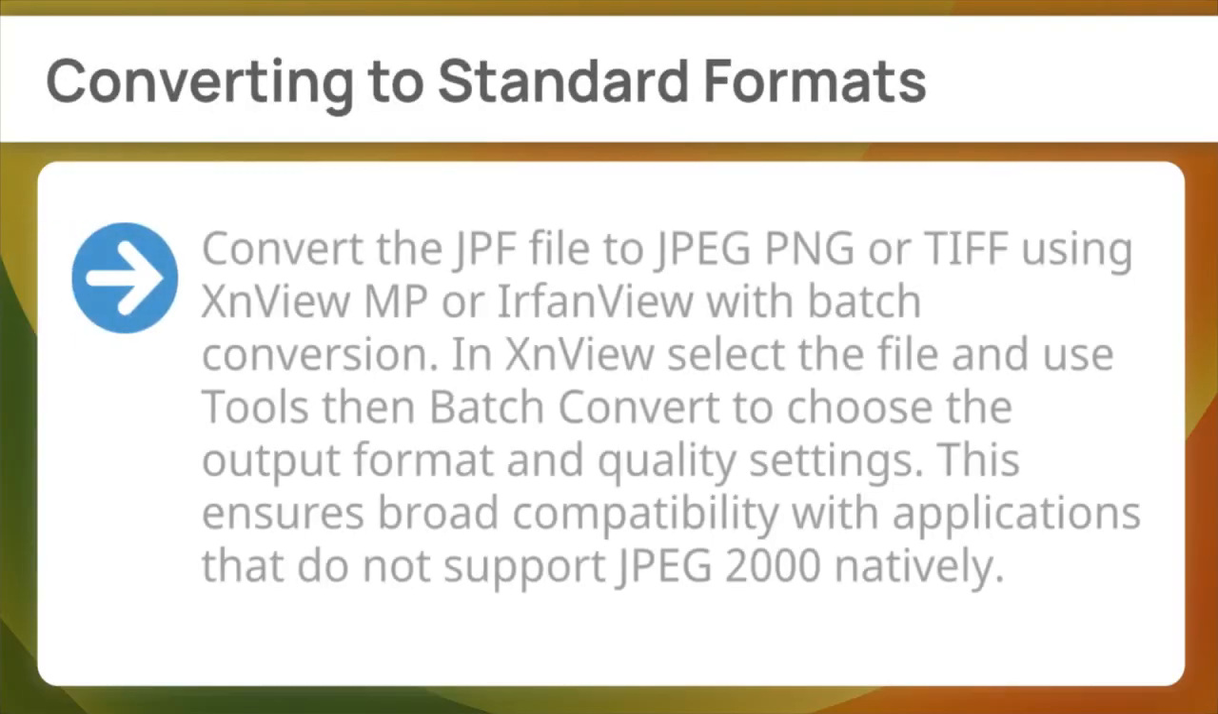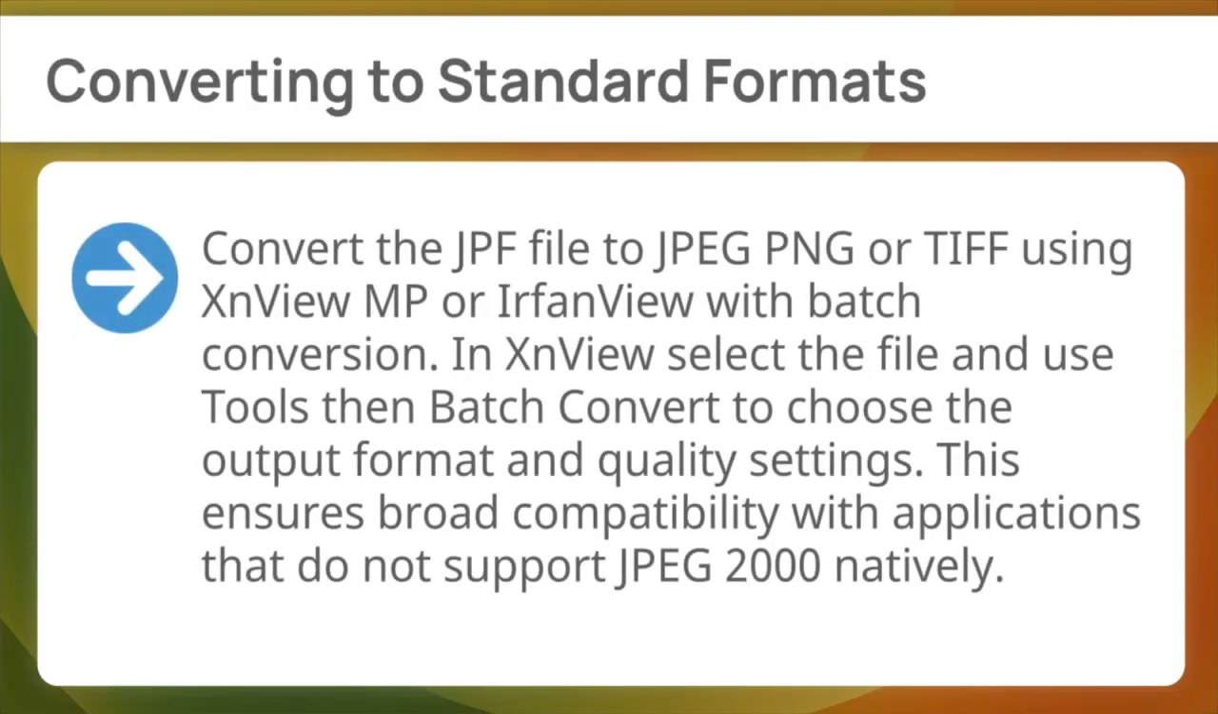Finally, converting to standard formats. Convert the JPF file to JPEG, PNG, or TIFF using XnView MP or IrfanView with batch conversion. In XnView, select the file and use Tools, then Batch Convert to choose the output format and quality settings. This ensures broad compatibility with applications that do not support JPEG 2000 natively.